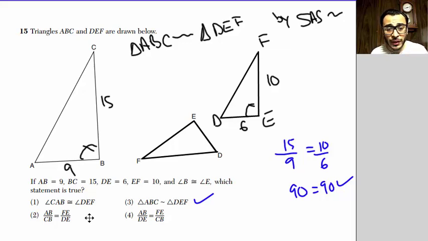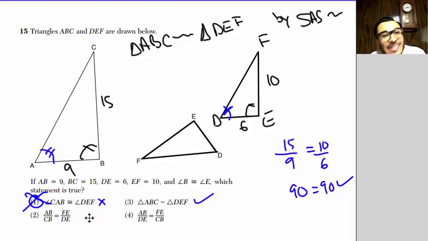Let's look at the other choices. Choice 1 says CAB, that's this angle here, is congruent to angle DEF. And that's not going to be true, right? Angle CAB is equal to angle FDE or EDF, right? Angle A is equal to angle D. So choice 1 is not true.